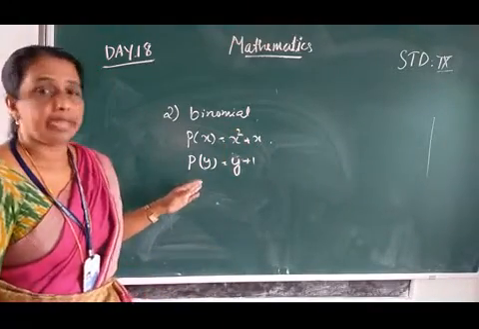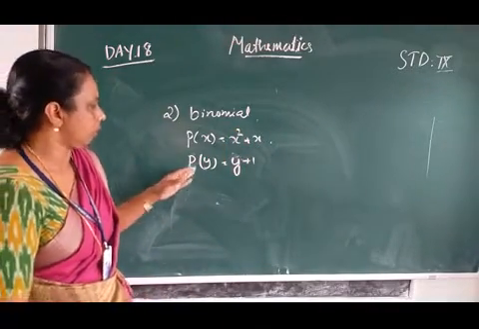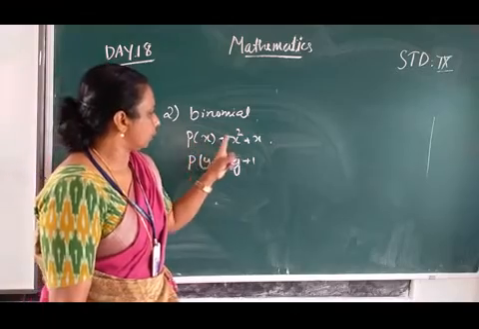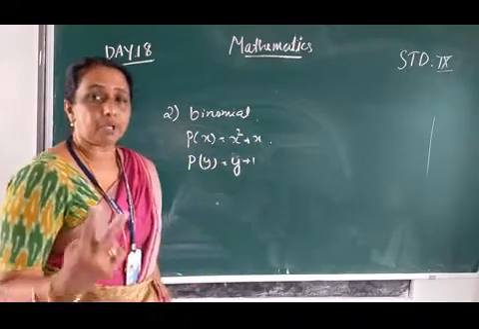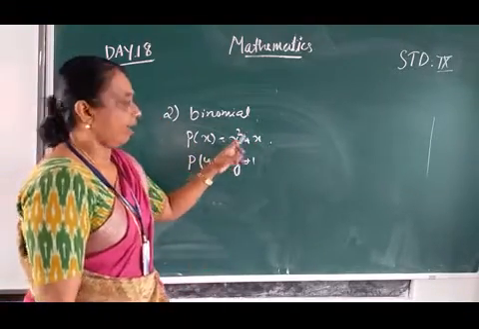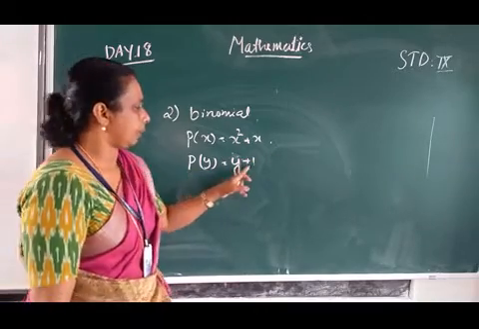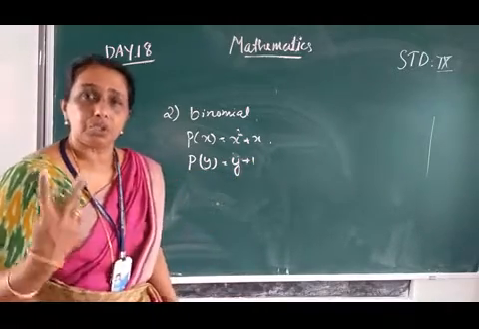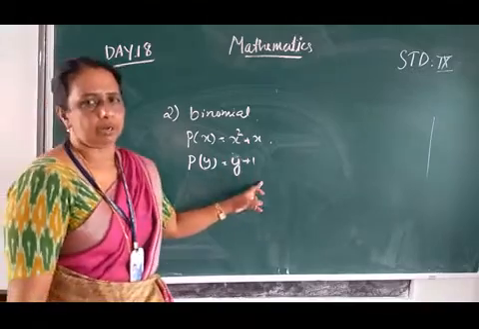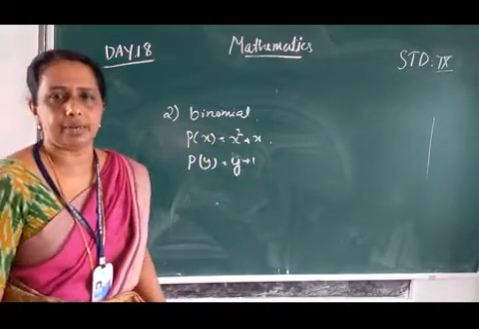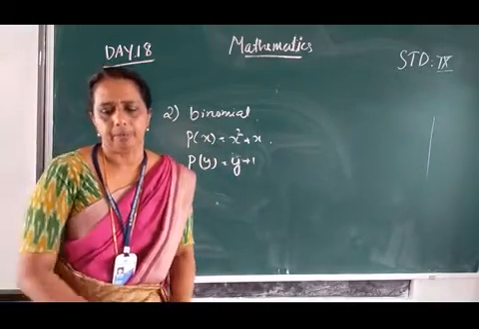These are binomials. Because the polynomial p of x is equal to x square plus x has two terms, x square and x. Here p of y is equal to y plus 1 also has two terms, y and 1. Therefore, these polynomials are called binomials.